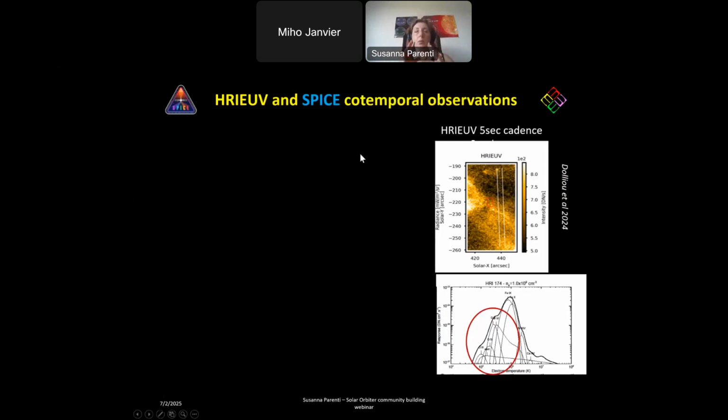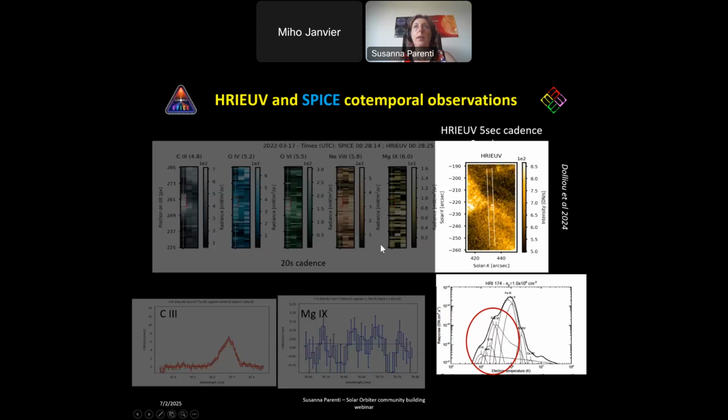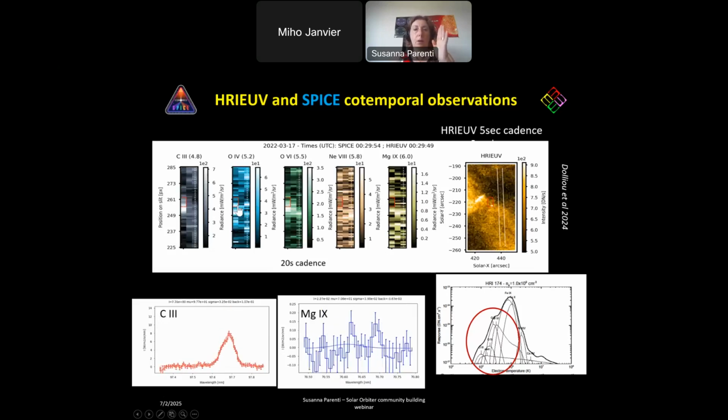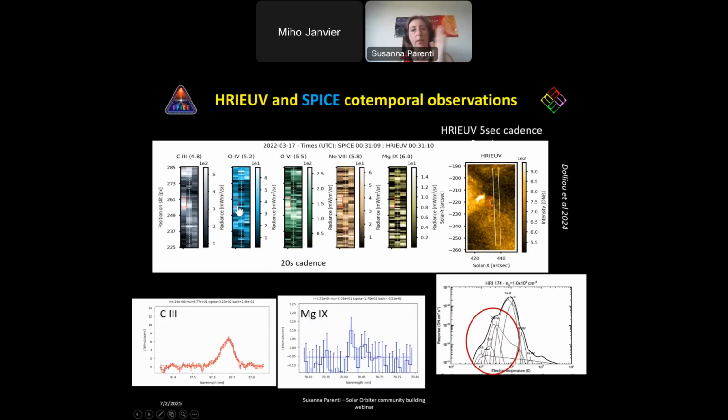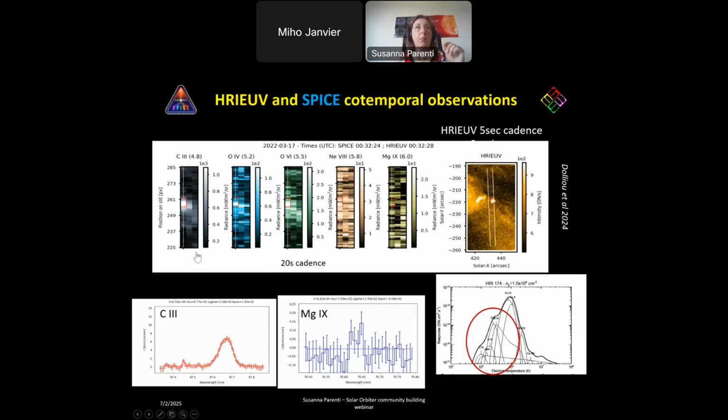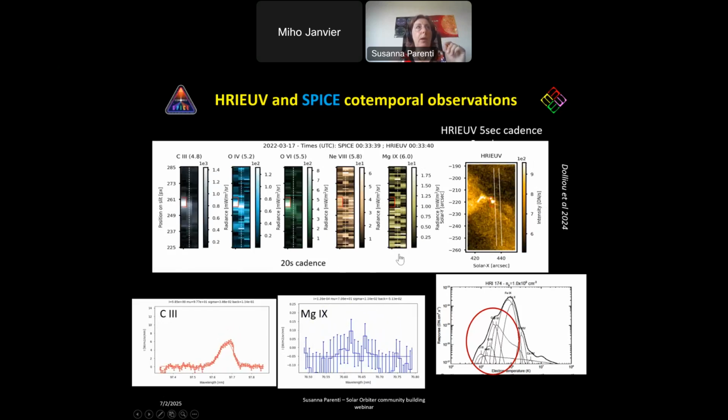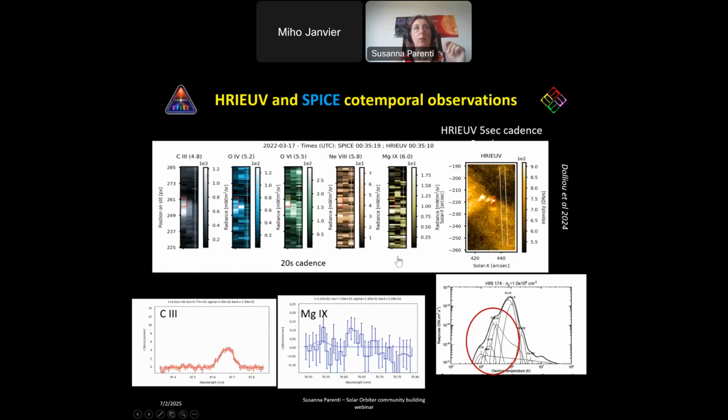So again, I start with the second paper of my former student, Antoine Dolliou, who has put together EUI HRI-UV and SPICE, the spectrometer. So you have here on the left a movie. In the red box, you have an event on HRI-UV, and what you have here in white is the slit of the spectrometer SPICE, which is rastering the event. So you have the intensity maps, with the temperatures of the lines increasing from left to right.